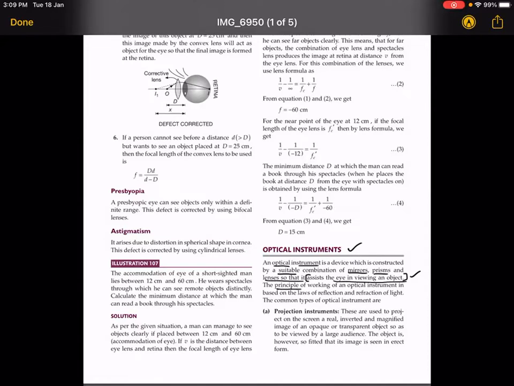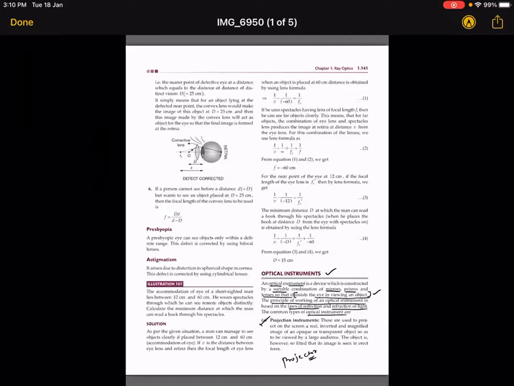The principle of working of an optical instrument is based on the laws of reflection and refraction of light. Among the common types of optical instruments, one is the projection instrument. You know what a projection instrument is? It is basically a projector, the one which we use in our schools, where they connect it to the laptop and things are projected onto the screen, right? So that is one such instrument.